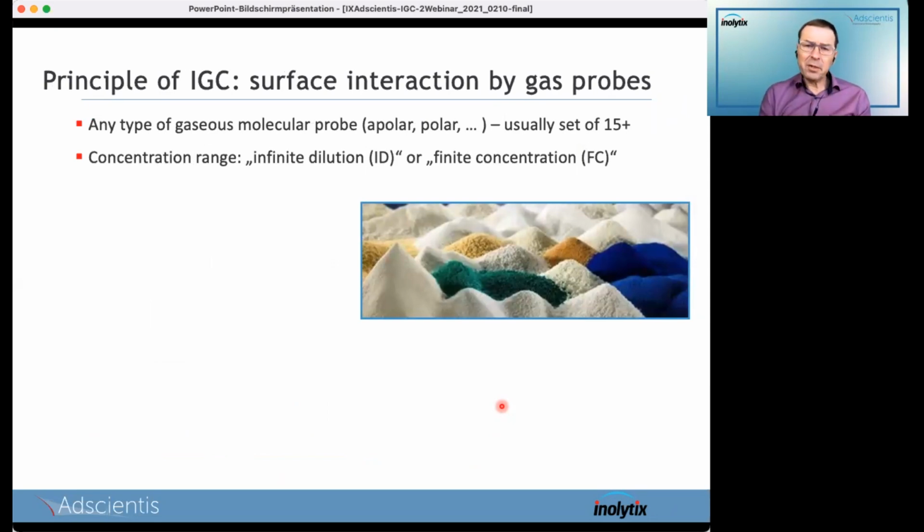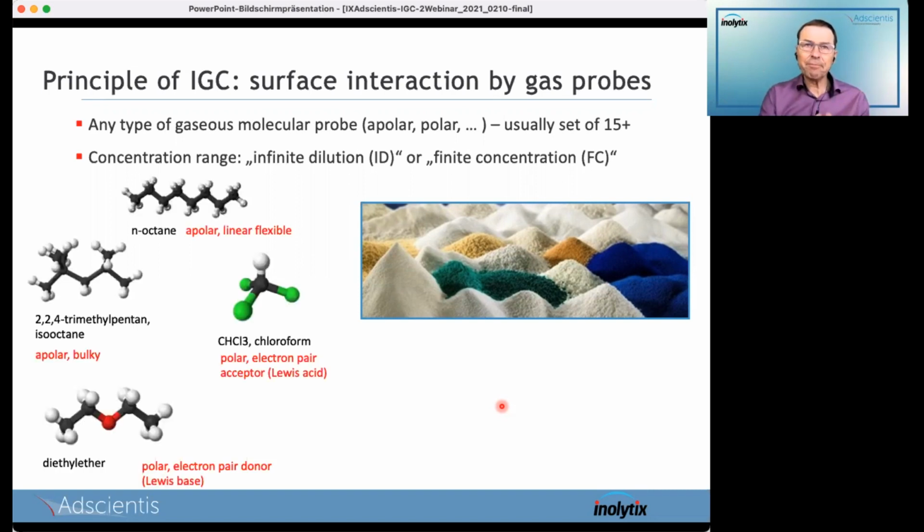Now, very briefly, what does IGC or inverse gas chromatography consist of? The basic principle is that we're using different gas probes of different kinds of properties to touch the surface. There are different concentration ranges, very small concentrations, which we focus mostly on today, but also very high concentrations, where we really cover the surface. This has been covered by our first webinar. But now about the gas probes which we're using. Usually we have a set of 15 different gas probes, but I will show only 4 as some examples.